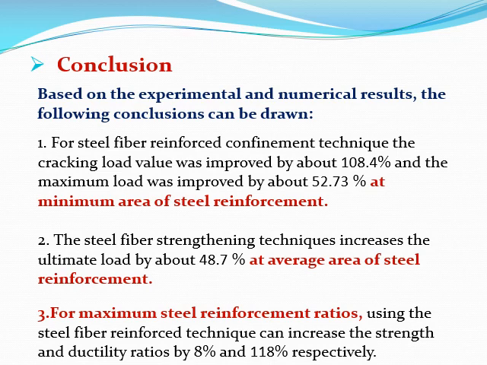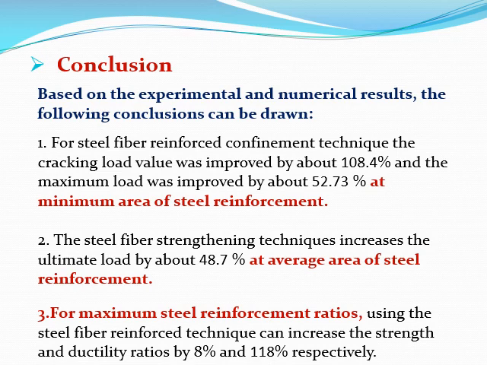First, for the steel fiber reinforced confinement technique, the cracking load value was improved by about 108.4%, and the maximum load was improved by about 52.73% at minimum area of steel reinforcement. Second, the steel fiber strengthening technique increases the ultimate load by about 48.7% at average area of steel reinforcement.